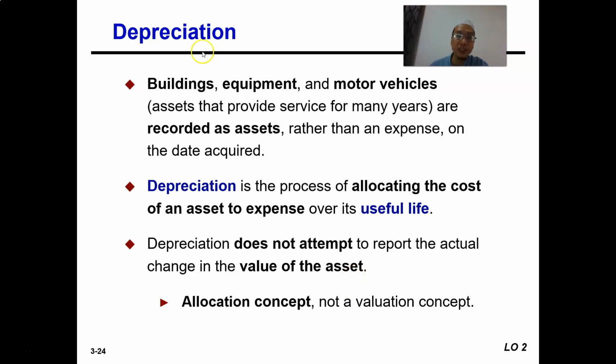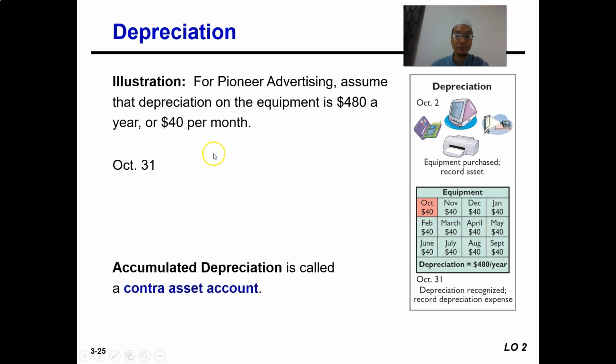Okay, so depreciation is an adjustment. Depreciation is an adjustment to a prepaid expense. Well, in this case, an adjustment to the purchase of fixed asset. Okay, so for example, for Pioneer Advertising, assume that depreciation on the equipment is $480 a year or $40 a month. Okay, let's assume they have purchased an equipment, and the equipment will be giving them benefit for a certain number of years, and after calculating the amount that they will use up, or the allocation for 1 year from the asset will be 480.